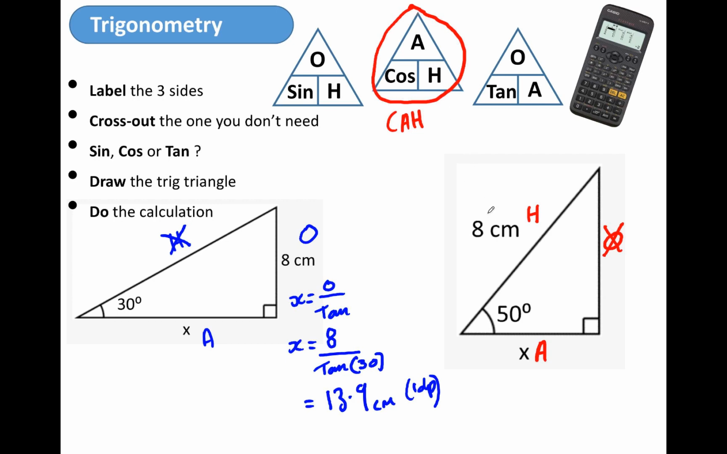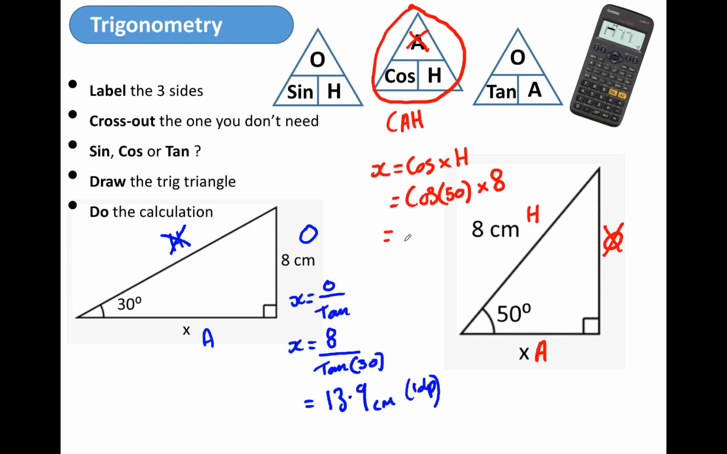Next, what side am I trying to find? I'm trying to find the adjacent side. So the adjacent one, cover with your thumb or cross it out. I don't need it. And that tells me the maths. It tells me that if I want to find the length of x for this triangle, I need to do cos of the angle, times by h, which is 8. Remember, cos can't work on its own. It needs something in it to work, so we put the angle in it. Cos of 50 times by 8.